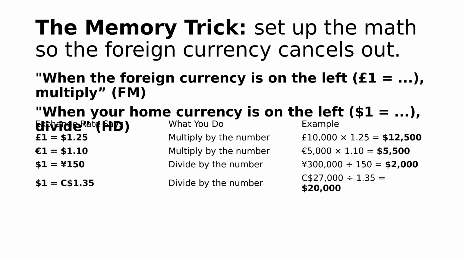Here's a handy memory trick for quickly working out whether to multiply or divide when converting foreign into home currencies. If the foreign currency is on the left side of the rate, for example, £1 equals $1.25, just multiply by that number to get home currency. If your home currency is on the left, like $1 equals 150, then divide by that number instead. Check out these examples. £10,000 times 1.25 gives you $12,500, but $300,000 divided by 150 results in $2,000. Or you can remember this way: foreign currency first multiply, FM, and home currency first divide, HD.